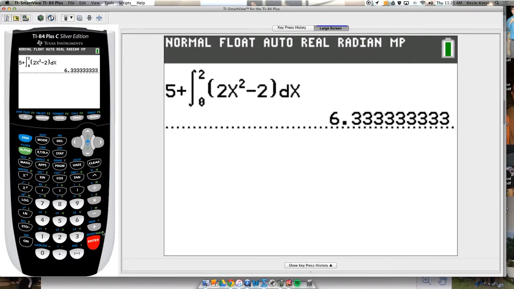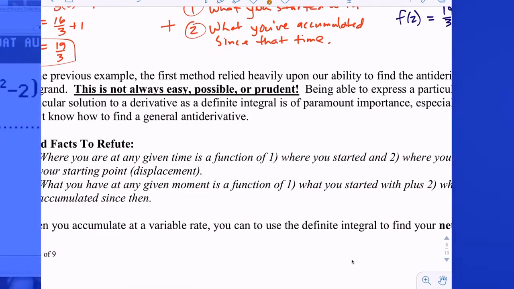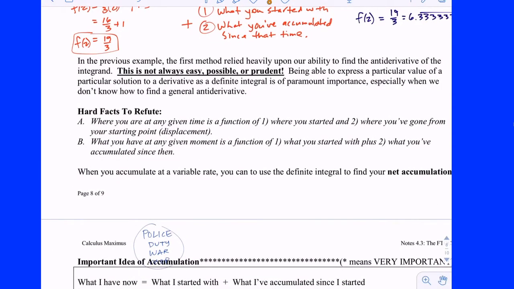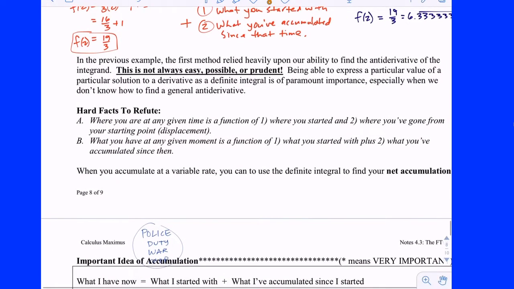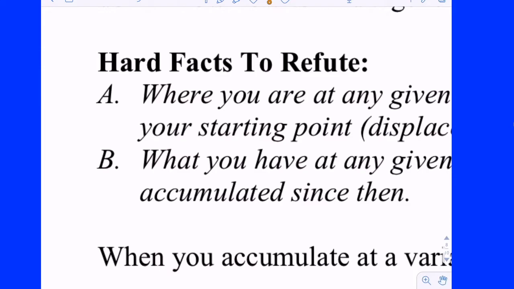Hey, the calculator is as smart as we are. Okay, so being able to express a particular value of a particular solution to a derivative is of paramount importance, especially when you don't know how to find the general antiderivative. So, hard facts to refute.